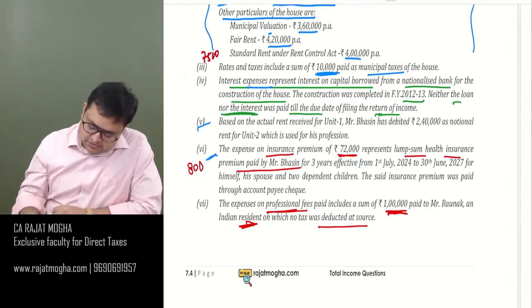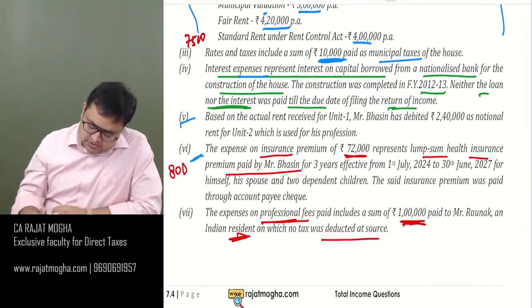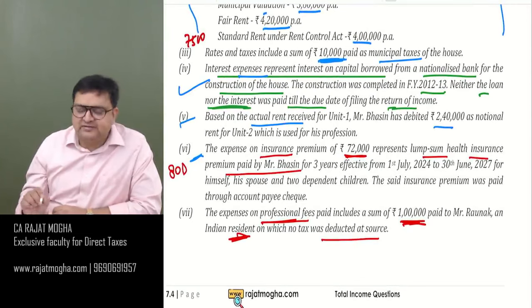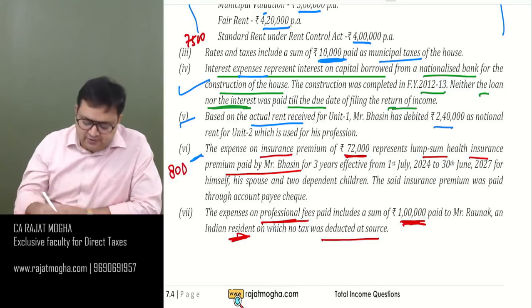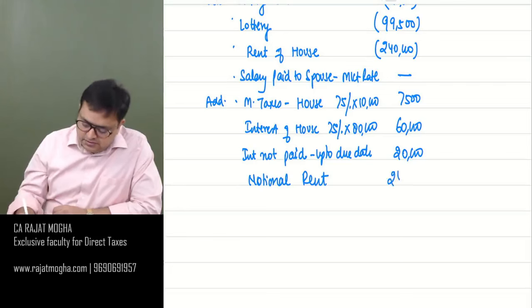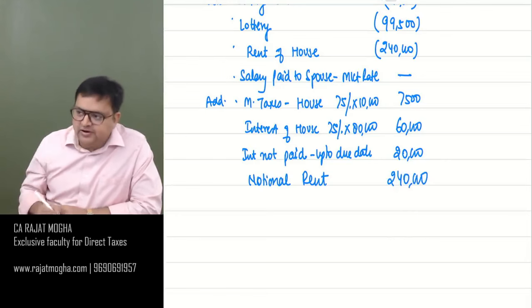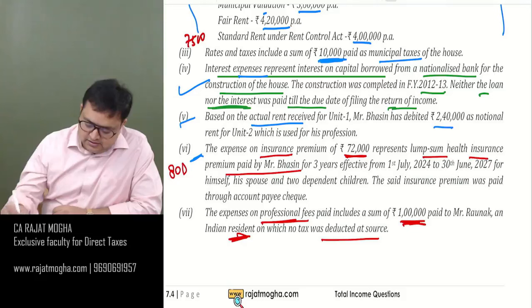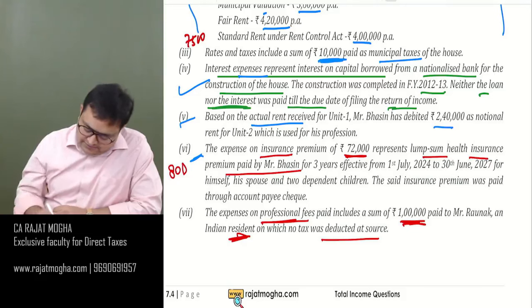I believe that we are perfectly okay with this. Now, interest we have done. Based on actual rent, he has debited 240 as notional rent. So notional rent should not be allowed, and he has debited it. So I will add it. Notional rent, two lakh 40,000. It is not allowed.